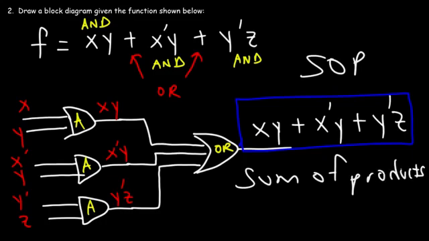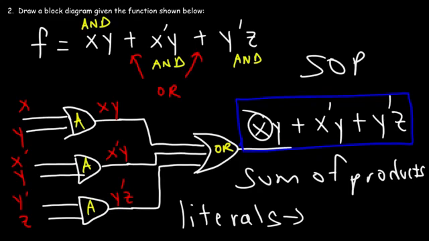Now, another term you need to be familiar with is literals. So every variable that you see, whether complemented or uncomplemented, is a literal. So X is a literal, Y is a literal, X prime is a literal. So we have a total of 6 literals in this expression.